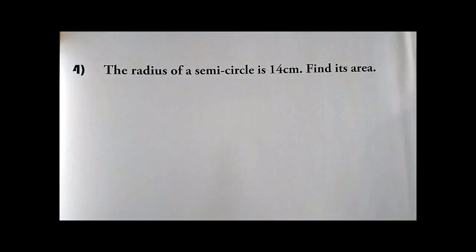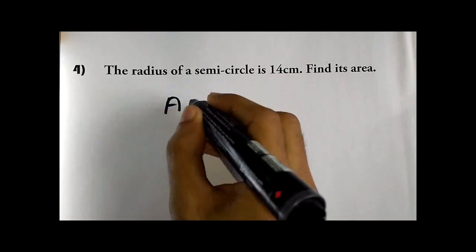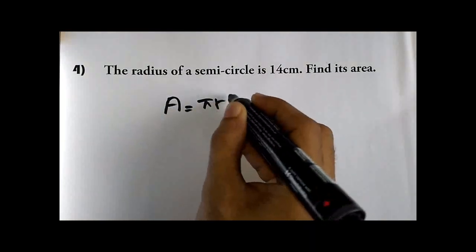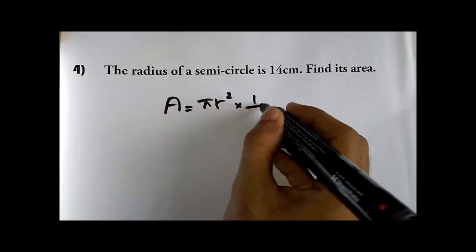Okay, so the fourth question, this one also very easy. The radius of the semicircle is 14. Now they are asking us to find the area. So what is the formula? The formula is πr squared. And it's a semicircle, so we have to multiply that by half.